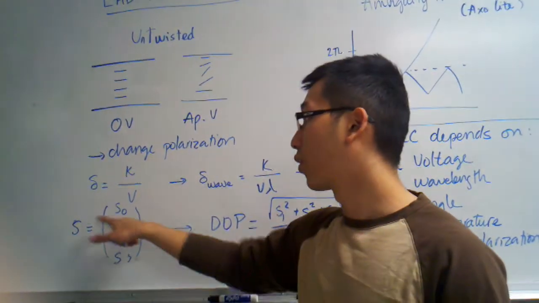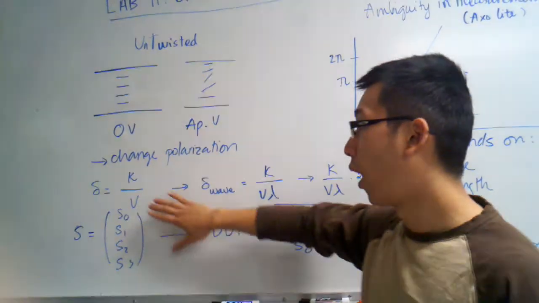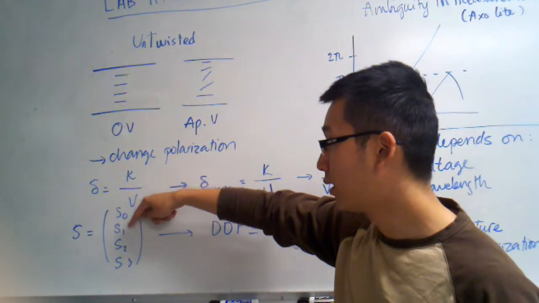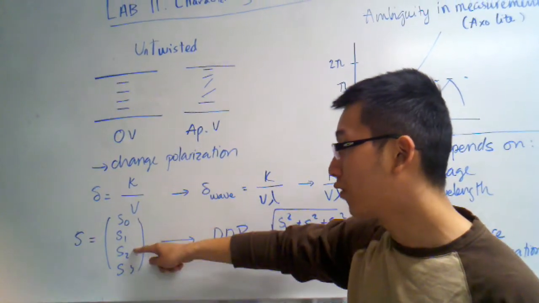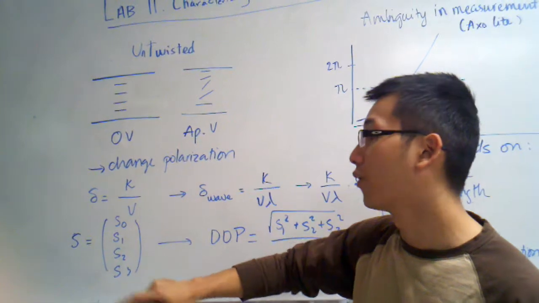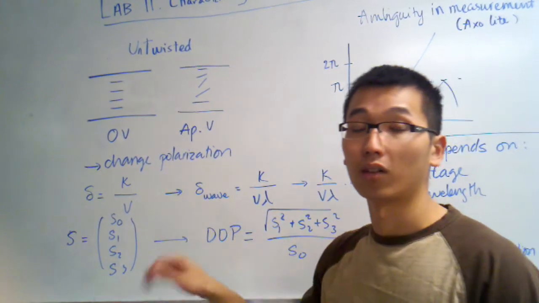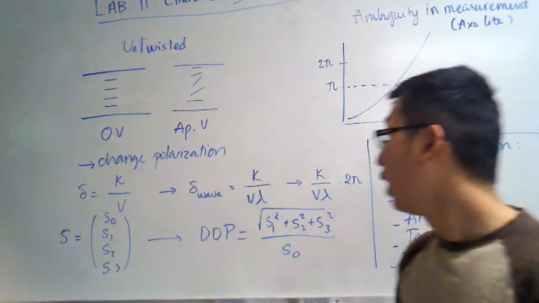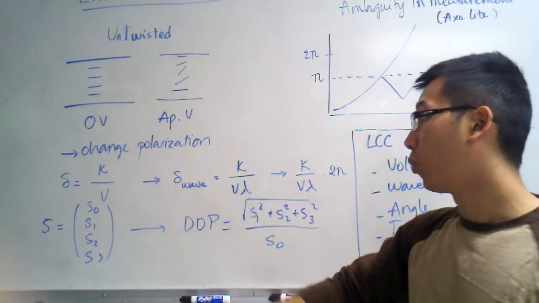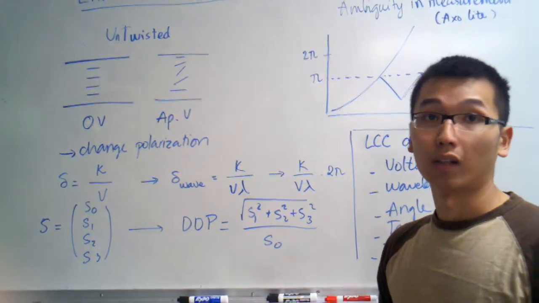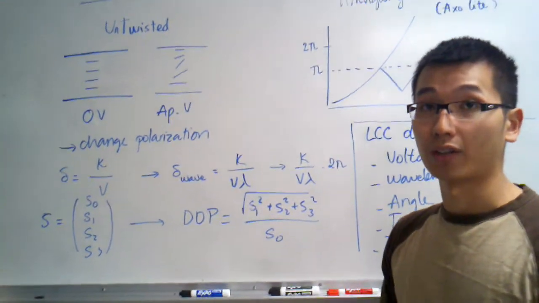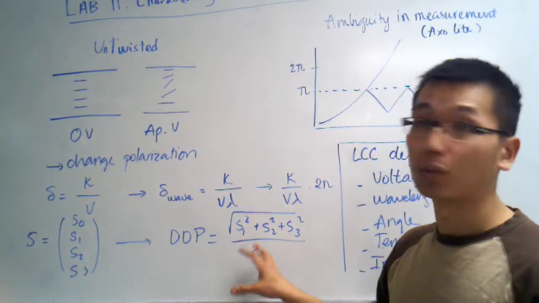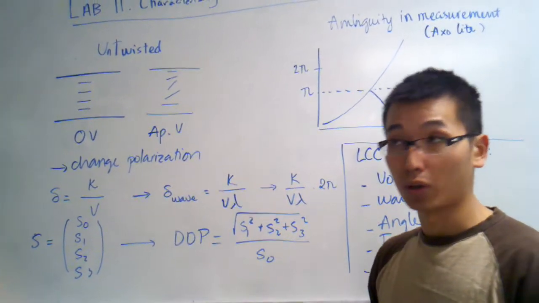This one is the Stokes vector. It tells you the total intensity, the difference between x and y, the difference between 45 and 135 degrees, and left or right circular. From there we can calculate the DOP to tell the degree of polarization of the light. So that's the theory behind the lab we will try to do.